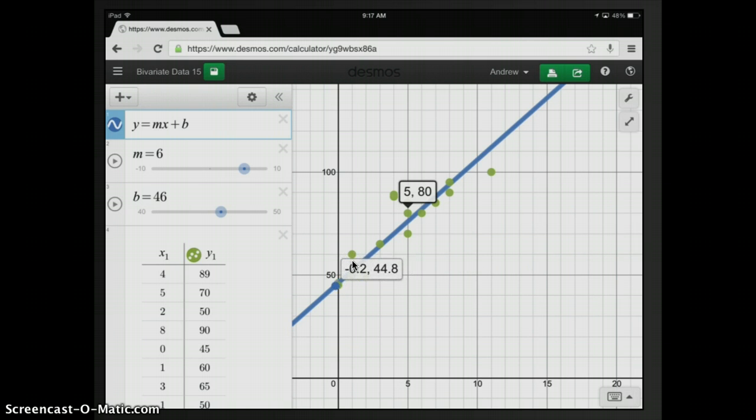It's a hard test, so I need to make sure I study. But I can study over time. So my equation here would be y equals 6x plus 46. But I'll leave that up to you to double check.